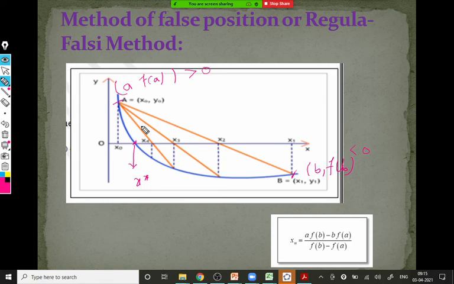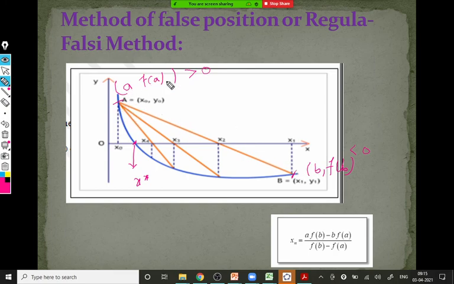Okay, that is the simplest way to reduce the interval. But in the regula falsi method, or method of false position, we take a chord joining the points A and B. So if you see, AB is a chord drawn there, and we'll find the equation of that chord AB.